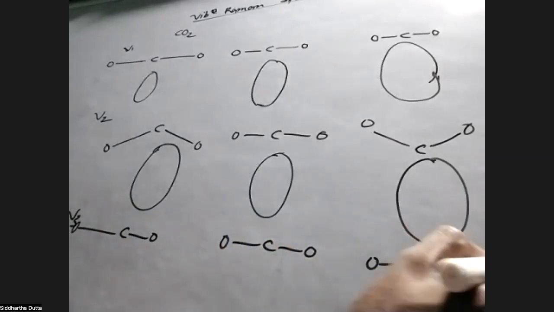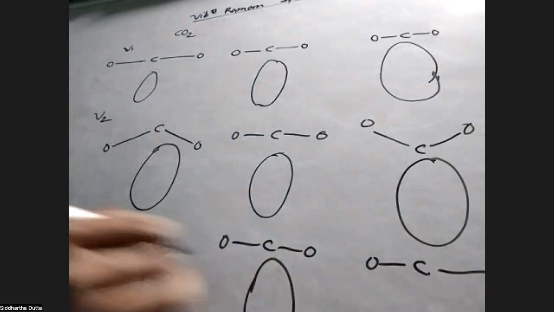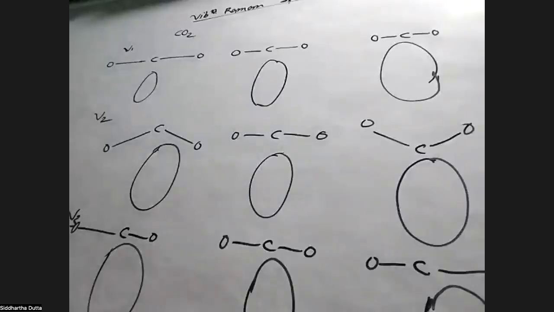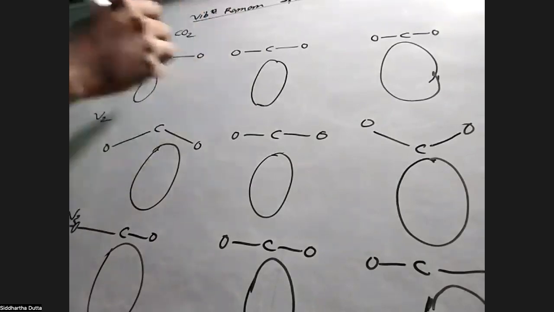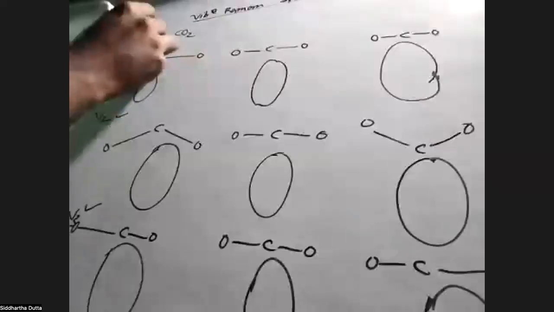These are more or less the same. So these are the polarizability ellipsoids. From these polarizability ellipsoids, we can tell that all three vibrational motions are Raman active, but in reality, only the symmetric stretch is Raman active, and neither the bending nor the asymmetric stretch.